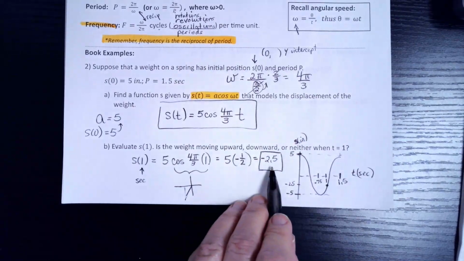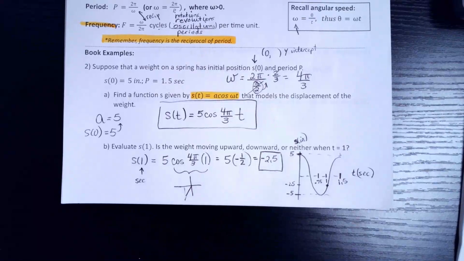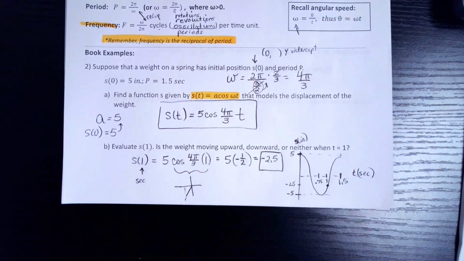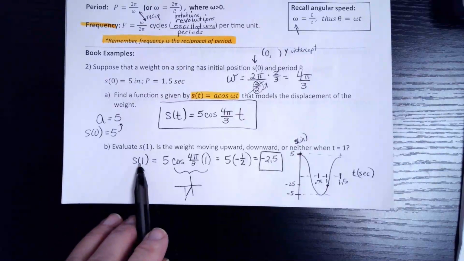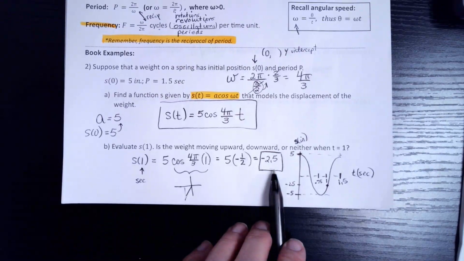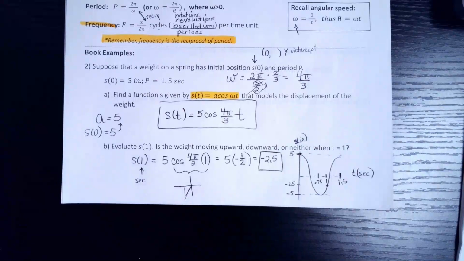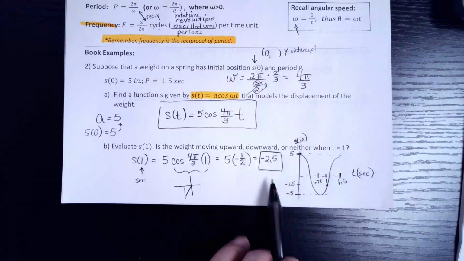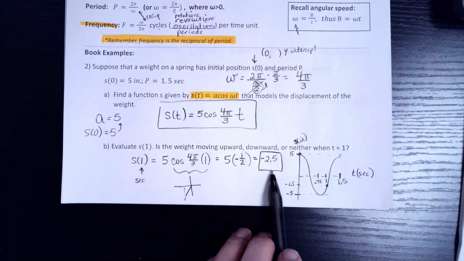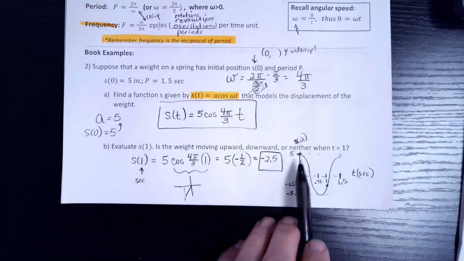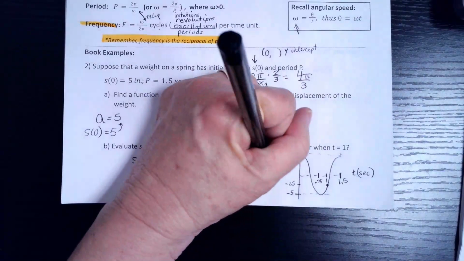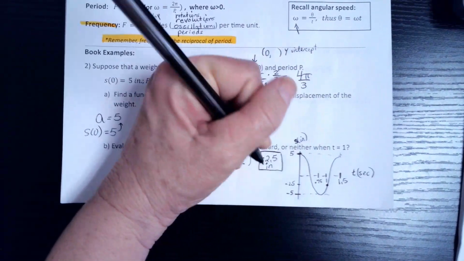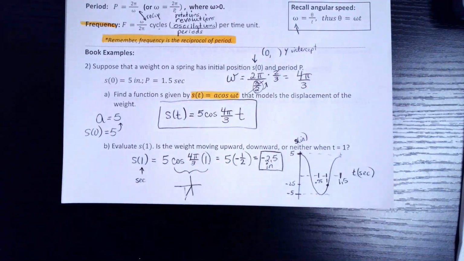Let's say what we're talking about. Negative 2.5 what? Is it an X value? I plugged in the X value, and it gave me a Y value or a height of my position. So what's my position? Negative 2.5. What am I measuring? Inches. So I am 2.5 inches below the equilibrium point.